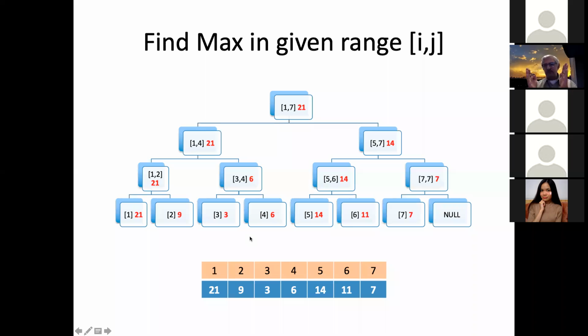Remember, on the left side, the range is from 2 through 4. So we come down, 2 through 4 is part of this, but it's partly here and partly here. And so we break it down into 2 through 2 and 3 to 4. 3 to 4, of course, the largest is 6. And 2 through 2, we walk all the way down and figure out that the largest is 9. So the larger of 9 and 6 would be 9, and that would get passed up. On the other side, we got 14. And the larger of 9 and 14 is 14. And so the answer we would report is 14.